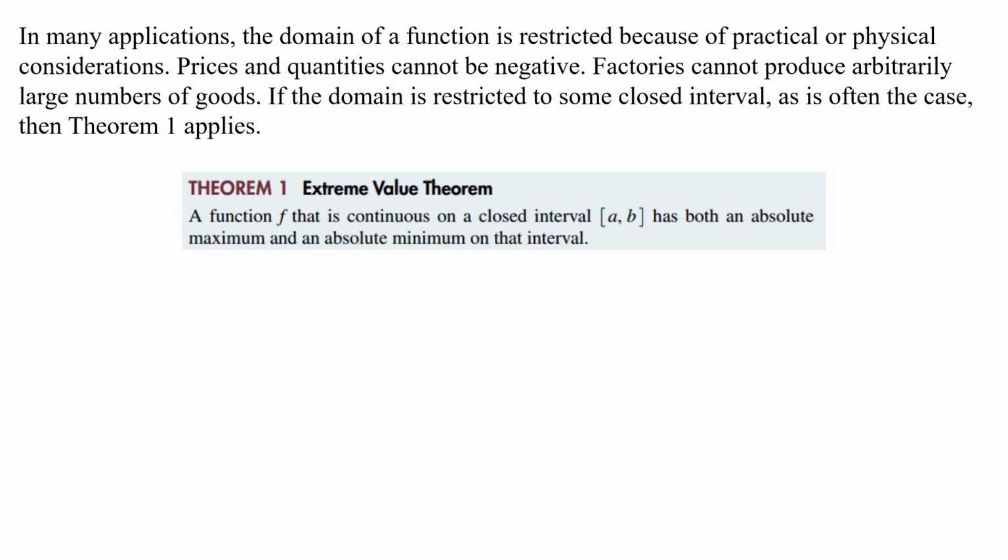Now, if the domain is restricted to some closed interval, as is often the case, then we have the following theorem, theorem one. A function f that is continuous on a closed interval, a to b, with brackets, so there are endpoints, has both an absolute maximum and an absolute minimum on that interval. This could be our absolute minimum here, and this could be our absolute maximum here. These could be your local max, and that could be your local min, depending on how it goes, but you're going to have an absolute min and max on that restricted interval.